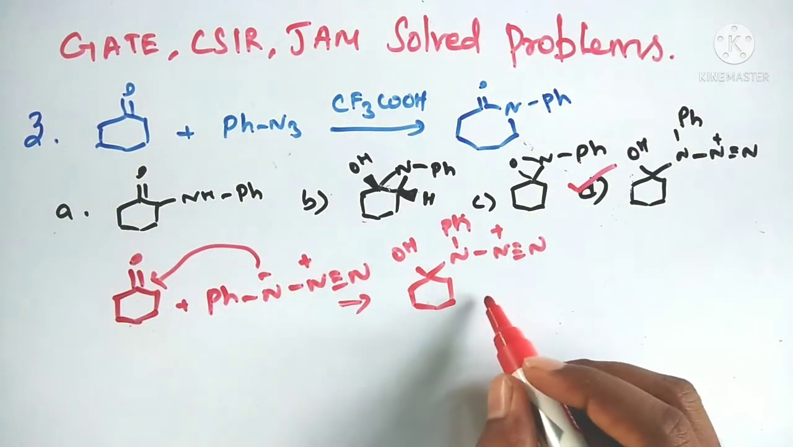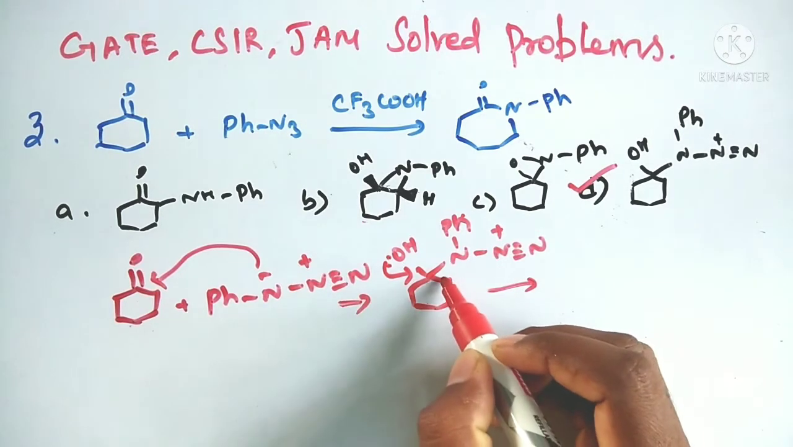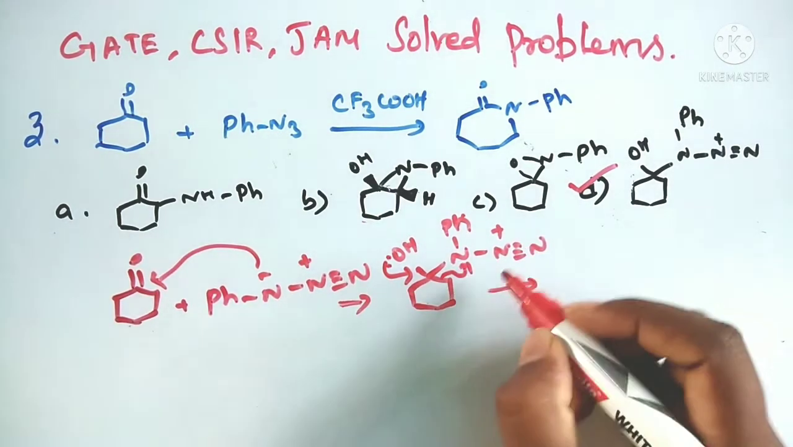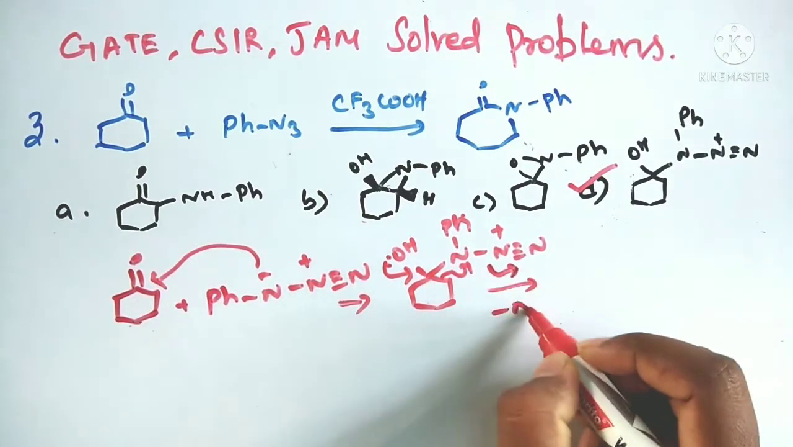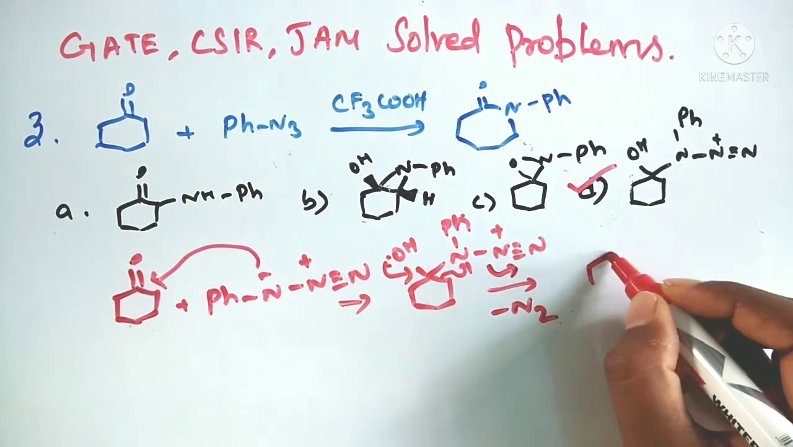So the next step, what will happen? So migration of methyl to electron deficient nitrogen, same time elimination of nitrogen. So what you will get? You will get a 7-membered cyclic product.